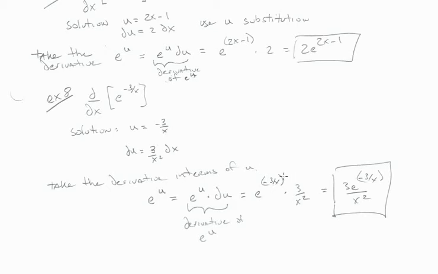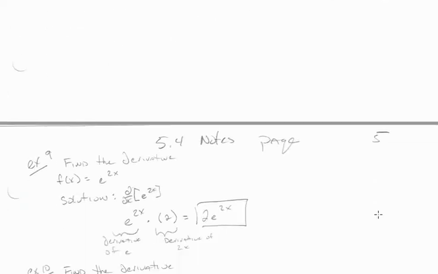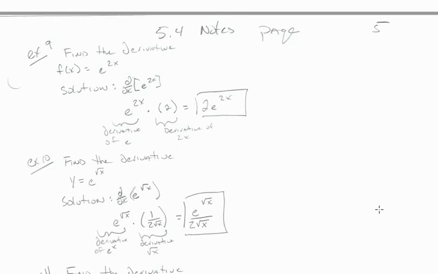So it's e to that stuff, e to the minus 3 over x, times the derivative of that stuff, which is 3 over x squared. So our final solution is 3e to the minus 3 over x divided by x squared. I think you'll find these to be relatively easy here.